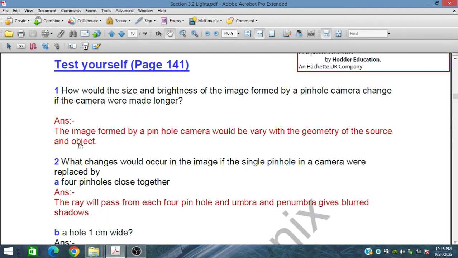Question number two: what changes would occur if the single pinhole in a camera were replaced by 4 pinholes close together? Instead of a single pinhole, we use 4 very close pinholes. In that case, the rays will pass through each of the 4 pinholes, and umbra and penumbra give a blurred shadow. So a sharp shadow will not be observed. Instead, a blurred shadow, a dark and a bright and a dark and a bright kind of shadow, will form. This will be a different image.